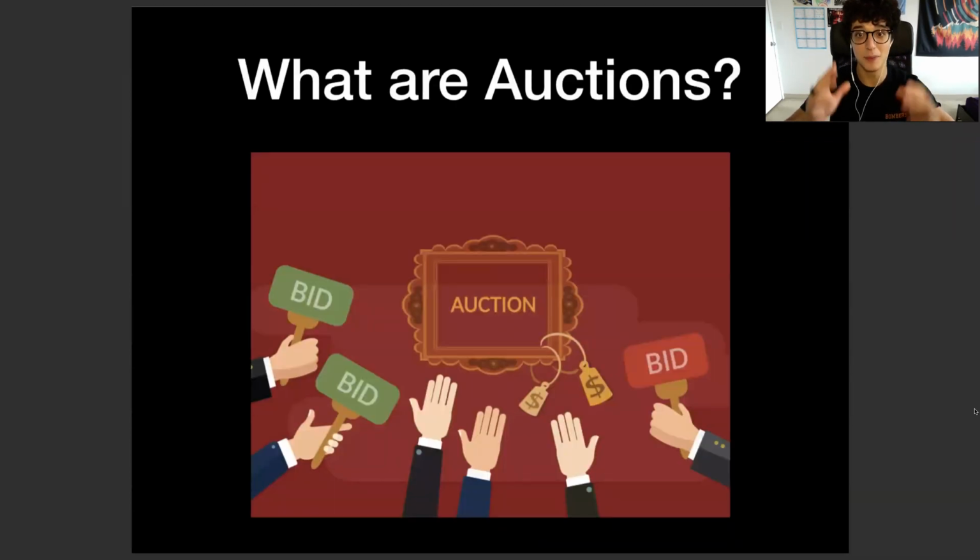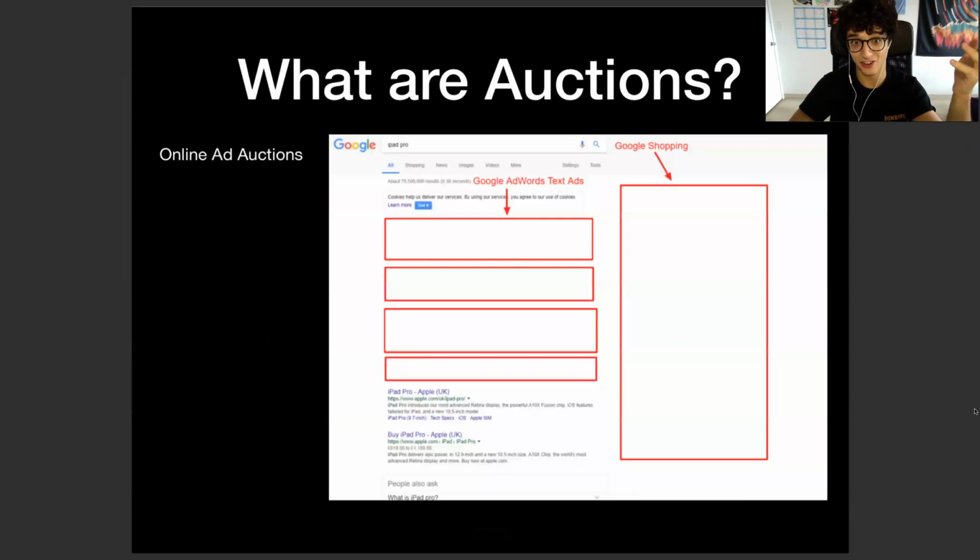Now, when most people think of auctions, they'll imagine a rowdy auction house with the paddles, selling some sort of artwork. But what a lot of people don't realize is that auctions are actually extremely prevalent in e-commerce, namely through the ad exchange. So every single time you Google something, such as in this example, iPad Pro, essentially Google will have these slots where ads will go, and they will fill these slots via an instantaneous auction.